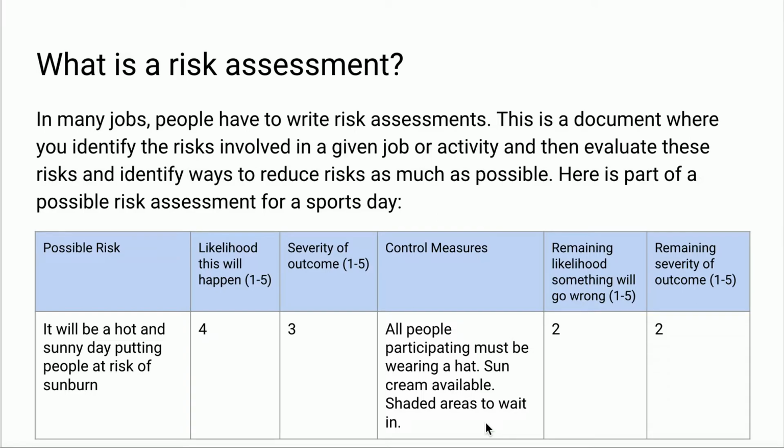It would be quite bad if everybody got a sunburn on our sports day. So our control measures are that we're going to have a rule that everyone participating must be wearing a hat. We're going to make sure that sun cream is made available, and we're going to have shaded areas for people to wait in. So now we've reduced the likelihood that something will go wrong. Now it's only down to a 2, and the remaining severity of outcomes, so rather than being quite bad, it would be a minor impact instead.